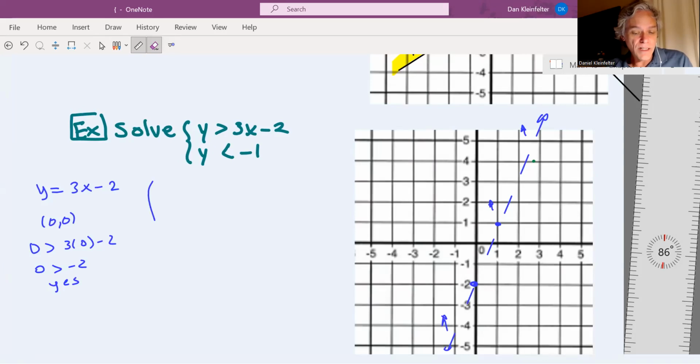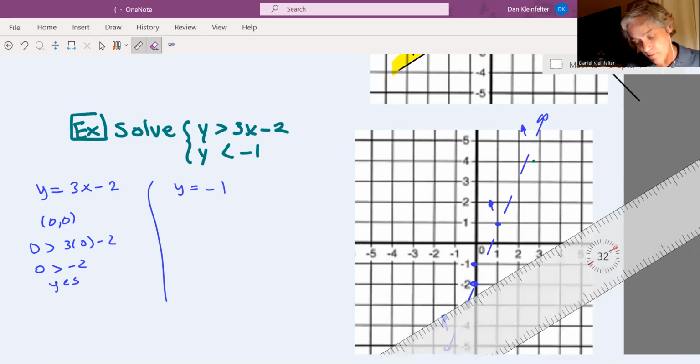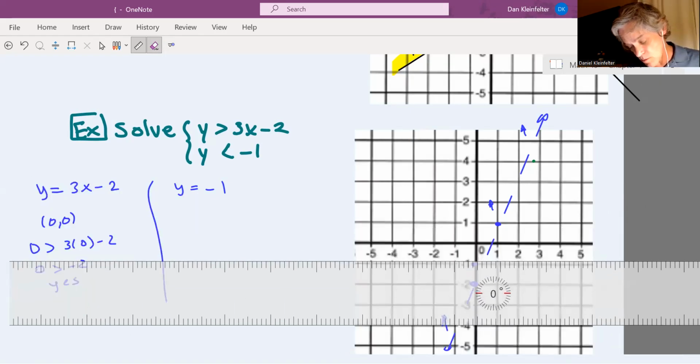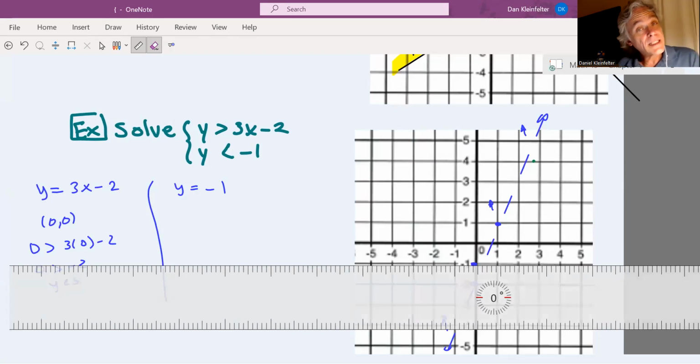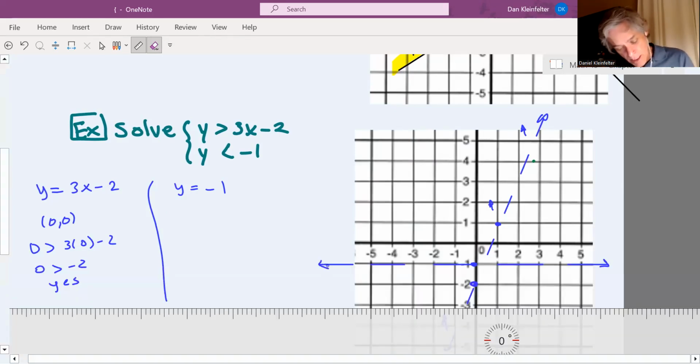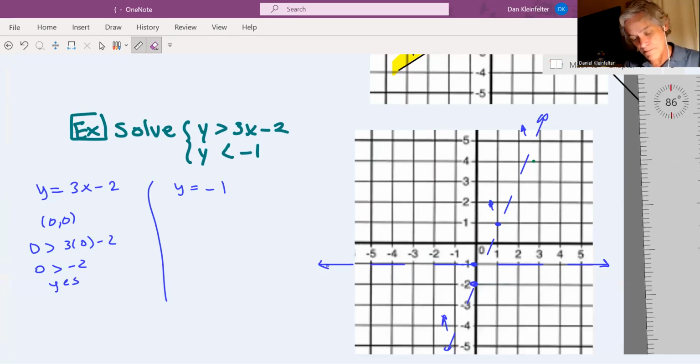All right, so now I need to try the next one. This one is interesting because it's a horizontal line. Y equals -1 is going to have y-intercept of -1 and is horizontal. Again, it's a strictly less, so we'll be using a dashed line to draw it. And then here, try the origin in this one.